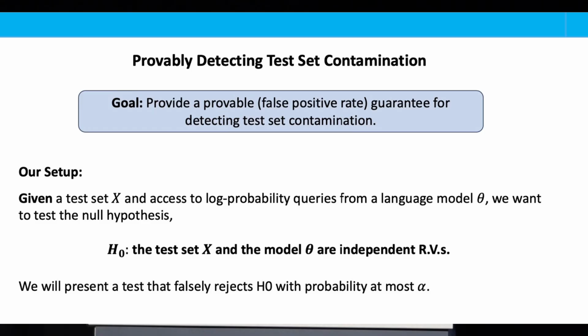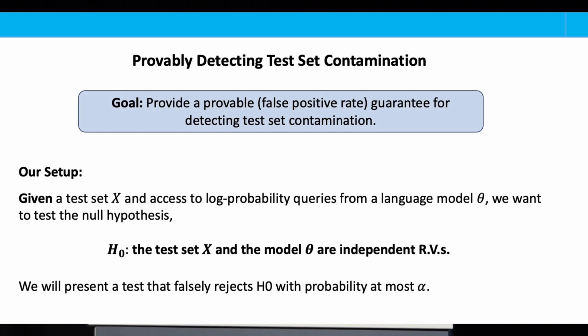So the question we're interested in is: is it possible to prove, in a statistical sense, that a language model was trained on a test set without access to the data used to train the model? To describe this goal more formally, our setup is as follows. We're given some test set X and the ability to evaluate log probs of text under a language model theta. What we want is to develop a statistical test, in the classic frequentist sense, which guarantees a type 1 error rate of at most alpha.